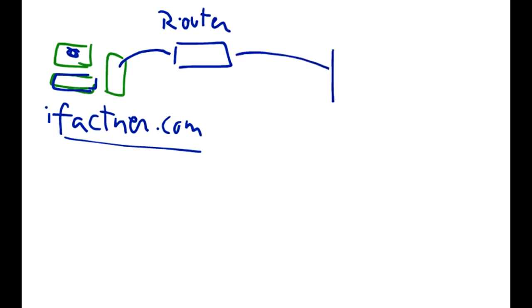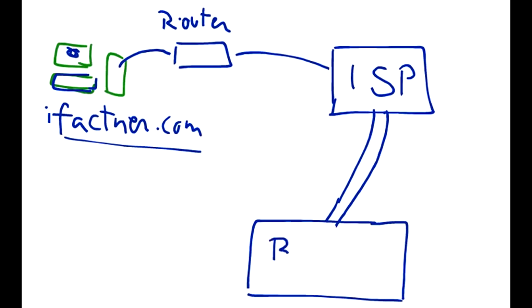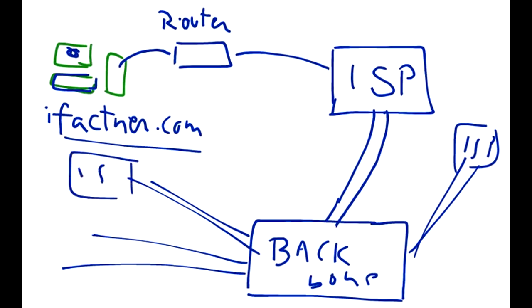And our router is connected to our ISP, Internet Service Provider. And our ISP may be connected to a larger ISP, to a backbone service provider. And this backbone service provider may be connected to different other ISPs, and you can enlarge this network. So there can be different backbone providers, different smaller ISPs, and a lot and lot of clients. And these ISPs have got servers.